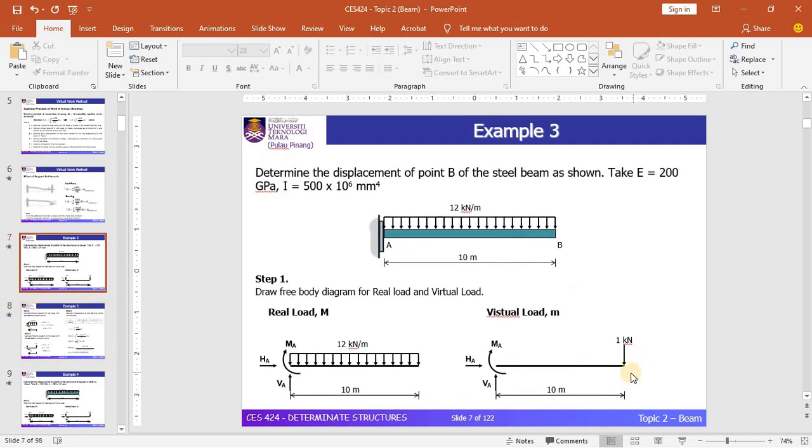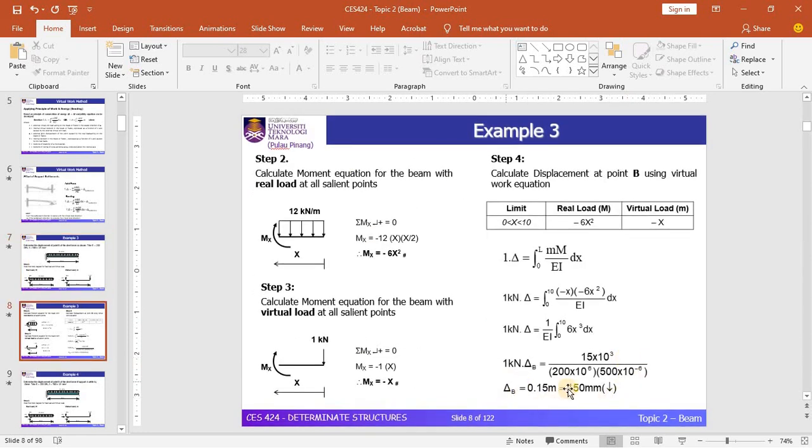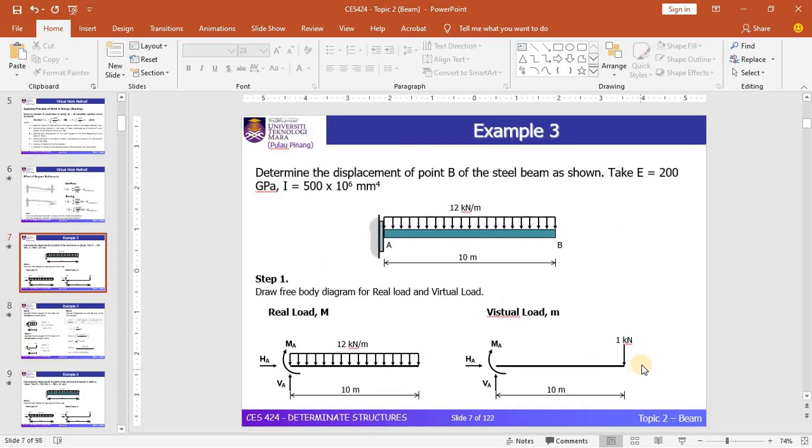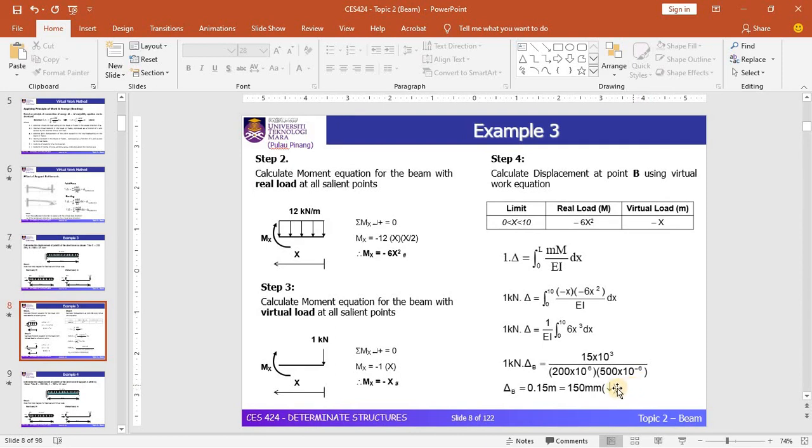Let's say we apply this one unit load upwards. If you repeat this example by applying the one unit load upwards, your final answer will be negative. I hope you can see the effect of applying one unit load in different directions or positions in the visual diagram. It will give a different sign in the final answer.